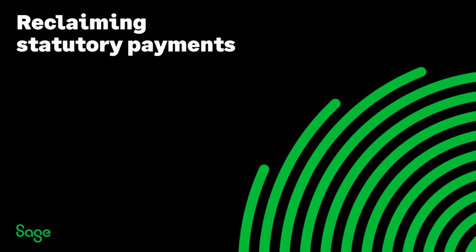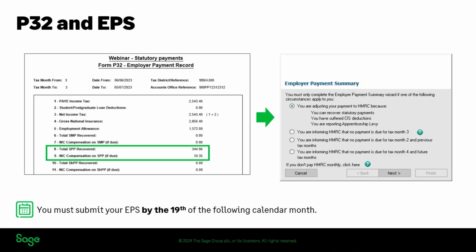So in terms of reclaiming the statutory payments, I explained earlier that all employers can reclaim at least 92% of the parental payments that they pay out. And if you qualify for that small employees relief, you get 103%, including the NIC compensation. And the way that you get that money back is at the end of each month, when you make your payment to HMRC, the amount you reclaim is deducted from the amount due.